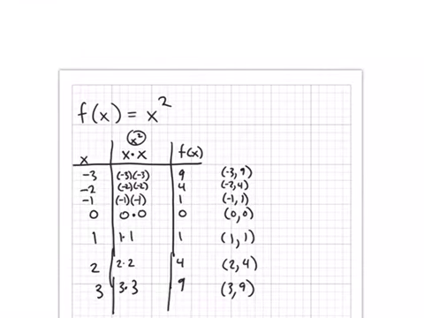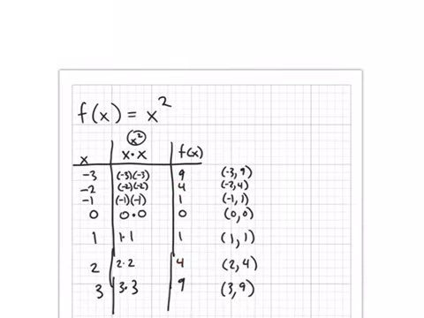So I get all of these points. Some of my inputs are positive, some of my inputs are negative, one of my inputs is neither positive nor negative, but all of my outputs are positive, and they have this nice mirroring pattern. You'll notice 9, 4, 1 in the top, 9, 4, 1 in the bottom.